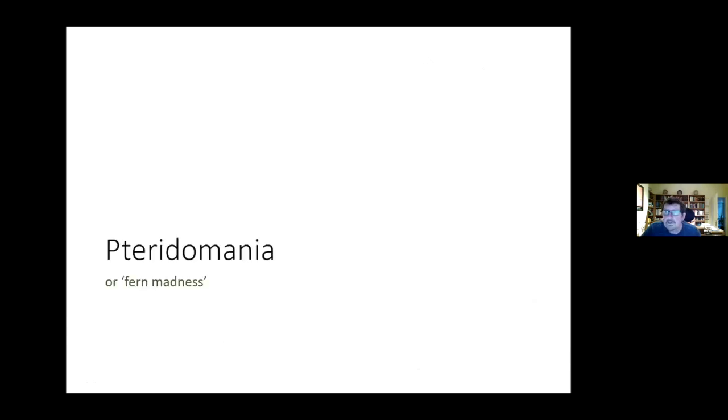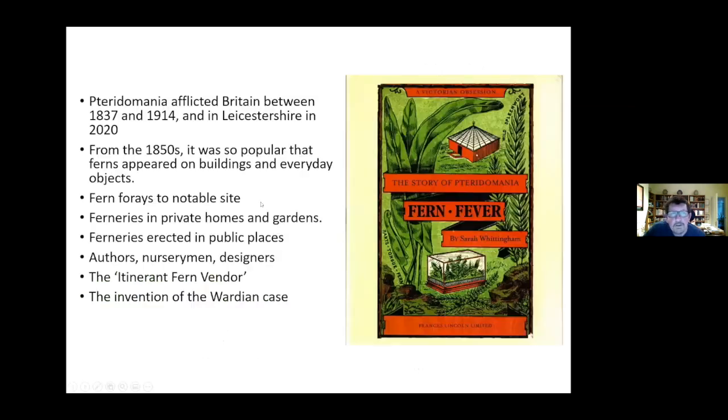Right, the last little bit of my talk is on pteridomania, or fern madness. It affected Britain between 1914 and in Leicestershire in 2020, and I hope it will. So I want all of you to develop fern madness. I know you probably have anyway, because everything about ferns is so exciting that you can't not really.